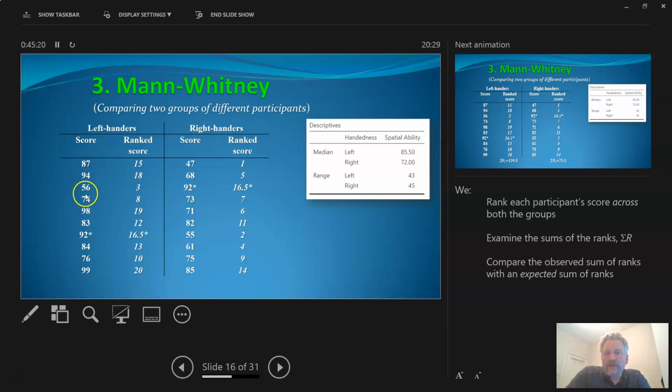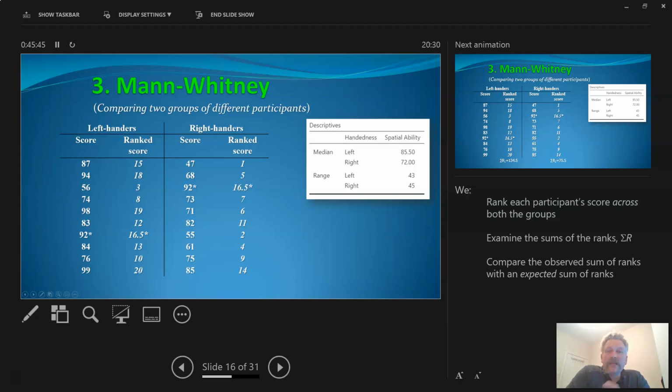So we can see we've got the raw scores here for the left-handed people, and we've got the raw scores here for the right-handed people. Now, again, if we wanted to, we could just show the descriptives, so we can see that we seem to have a slightly different median average for left-handed and right-handed people.